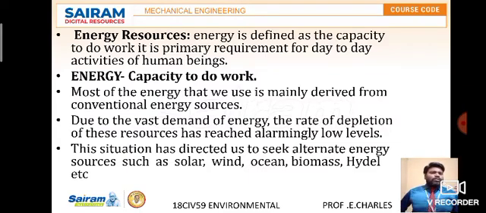Right, so first and foremost, before energy resources, I would like to explain what energy is. Energy, everybody knows about it because you have learned this particular term at an early level. It is nothing but the capacity to do work, right? Most of the energy that we use is mainly derived from conventional energy resources. I'll just clarify what conventional energy and non-conventional energy are. Conventional energy is nothing but the energy sources which have been followed from long back, right from the beginning.